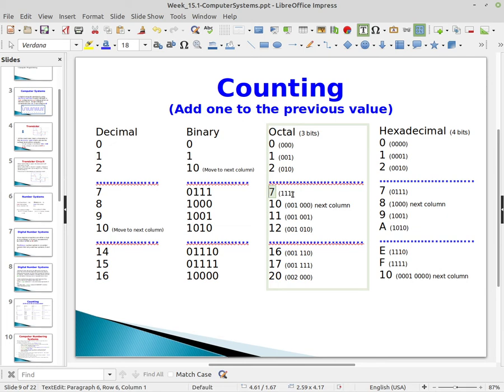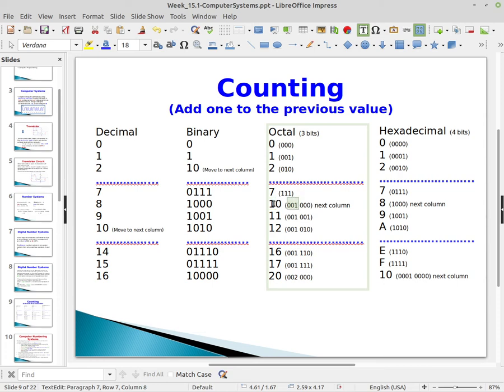So what we're going to have to do is put a 0 in the 1's column. This is always the 1's column, no matter which numbering system you're using. But we have 0 in the 1's column, and we put a 1 in the 8's column. So now this is the 8's column here because we're in octal mode. So we had to move over to the next column.